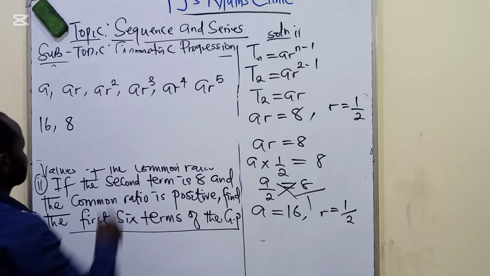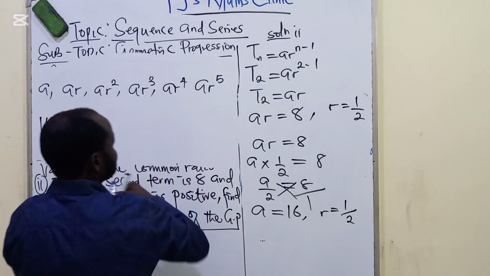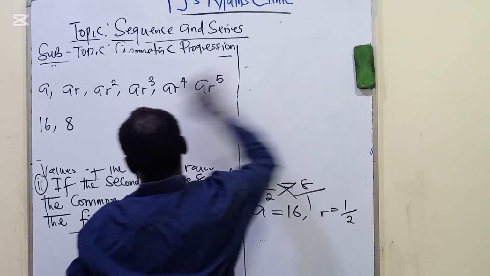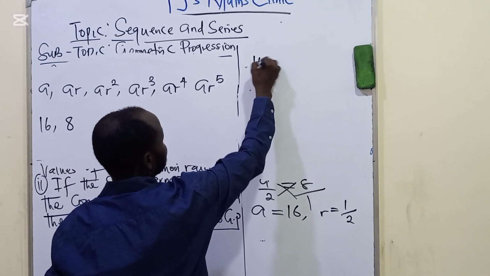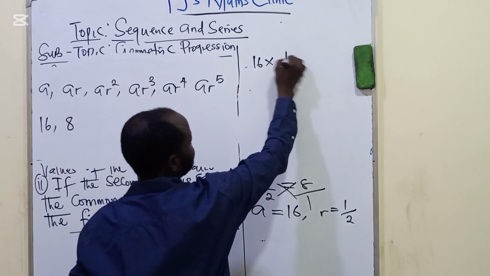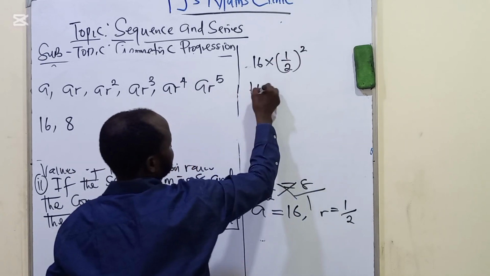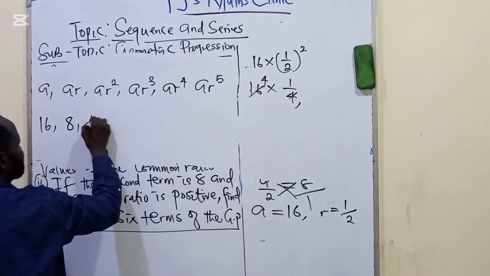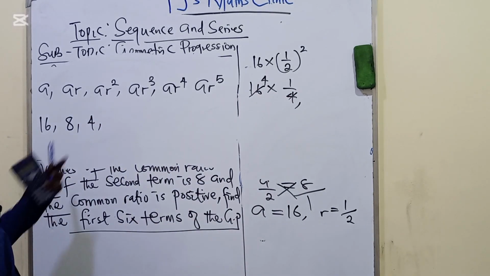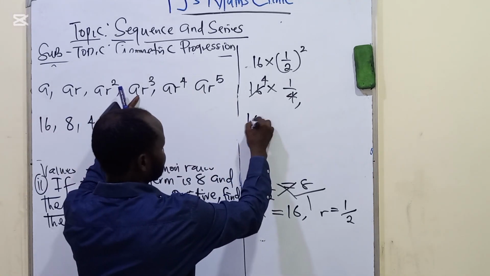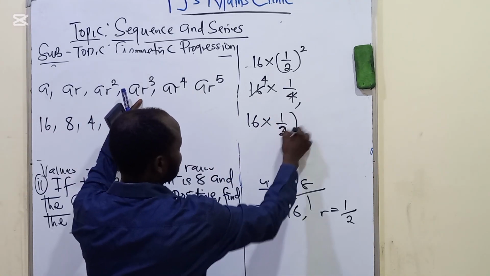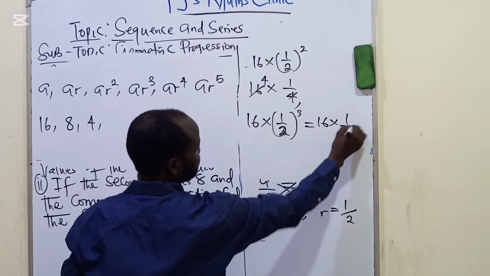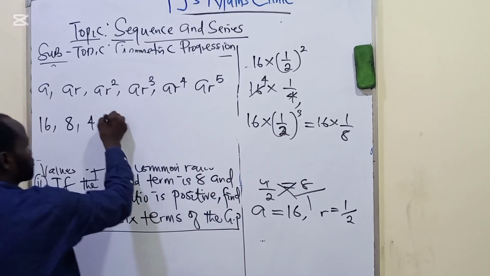Then what will be the third term? We substitute. First term is 16. That will be 16 times (1/2)^2. This will be 16 times 1 divided by 4. 4 here, 4 here. So the third term will be 4. The fourth term now, A is 16 times (1/2)^3. Of course, this will be 16 times 1 divided by 8. 16 divided by 8, of course, will be 2.